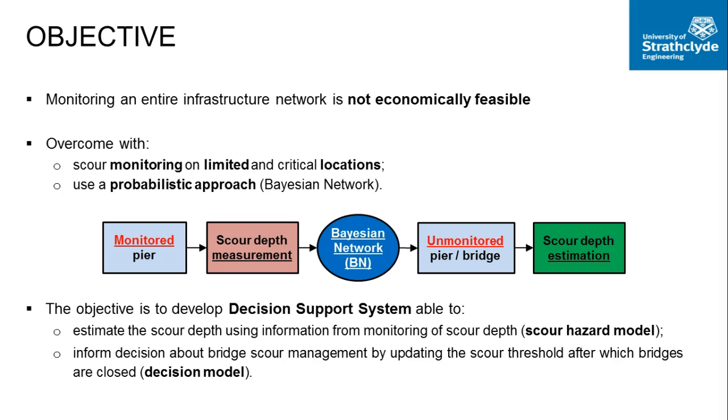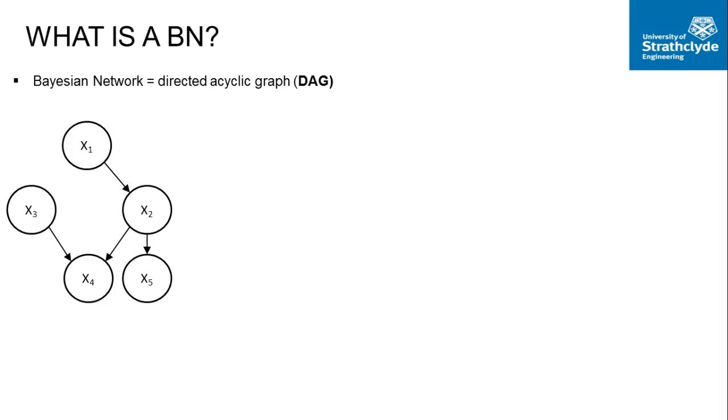So our aim is therefore to develop a decision support system consisting of a scour model that can estimate the scour depth using information from monitoring of scour depth itself, and a decision model that can inform decisions about scour management. But before starting, what is a Bayesian network?